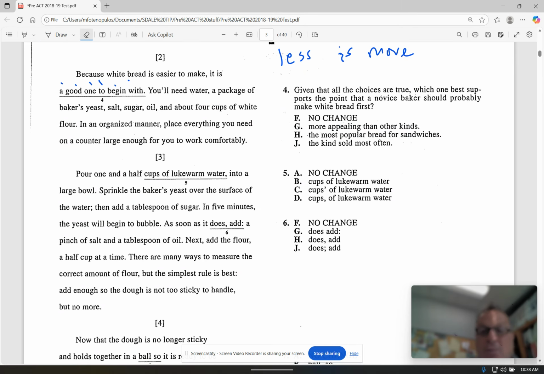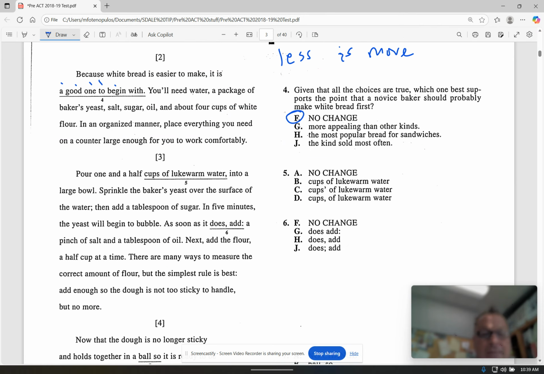Again, more appealing. How do we know it's more appealing? Most popular bread for sandwiches. Again, that doesn't really help me with being a novice, being a beginning baker. And again, that H is really long-winded. G just appears long-winded to me. So immediately, to me, it comes down between J and leave it alone. And I'm going to go with leave it alone because leave it alone deals with being a novice baker. It's a good one to begin with because it's easier to make. That makes the most sense. So again, there you go. No change.